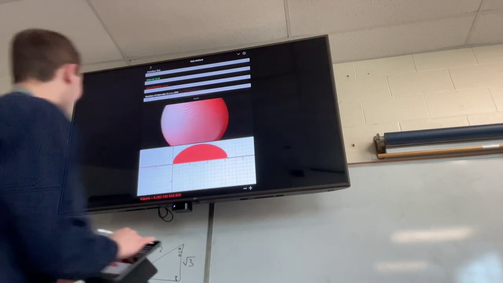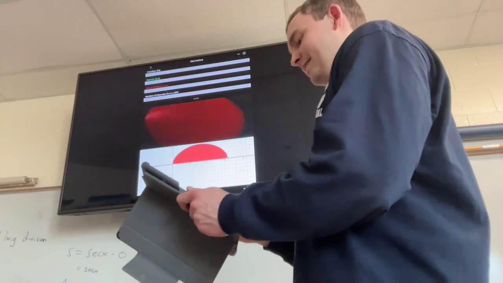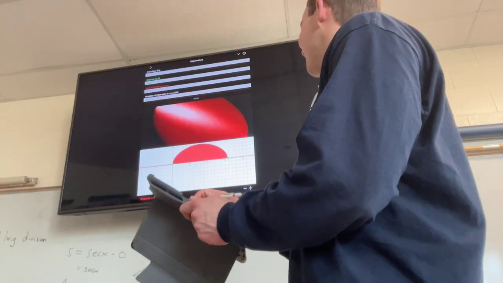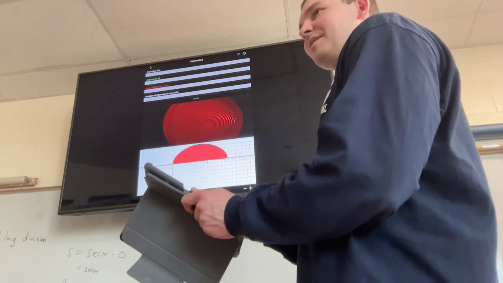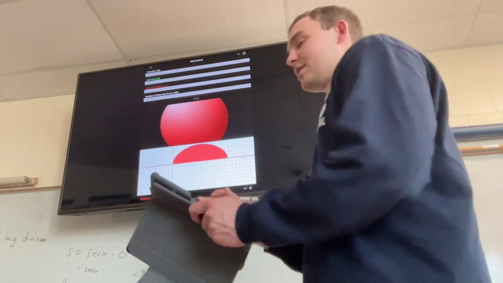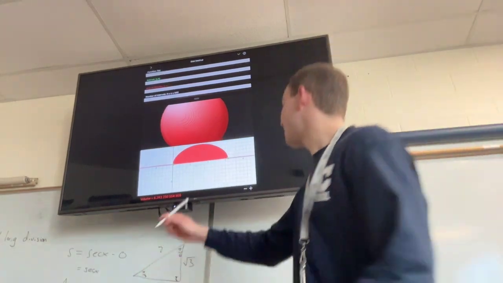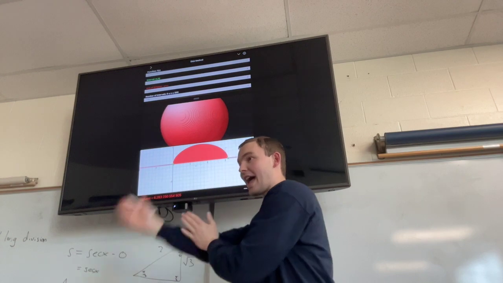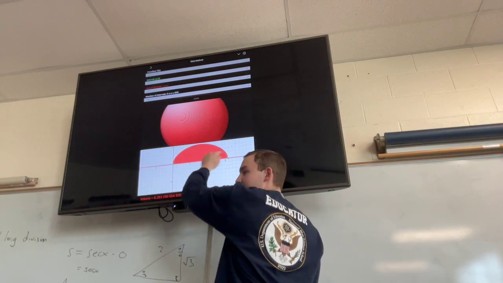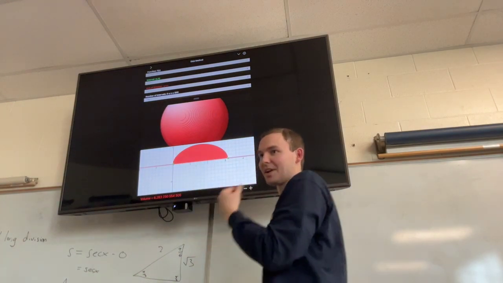You guys see that? So it's a little football looking thingy. That makes sense? Now, this is not the bottom. This is just like half of a cross section. If you cut the football in half and looked at the top half, it'd be that. Any idea how we're going to find the volume of that?